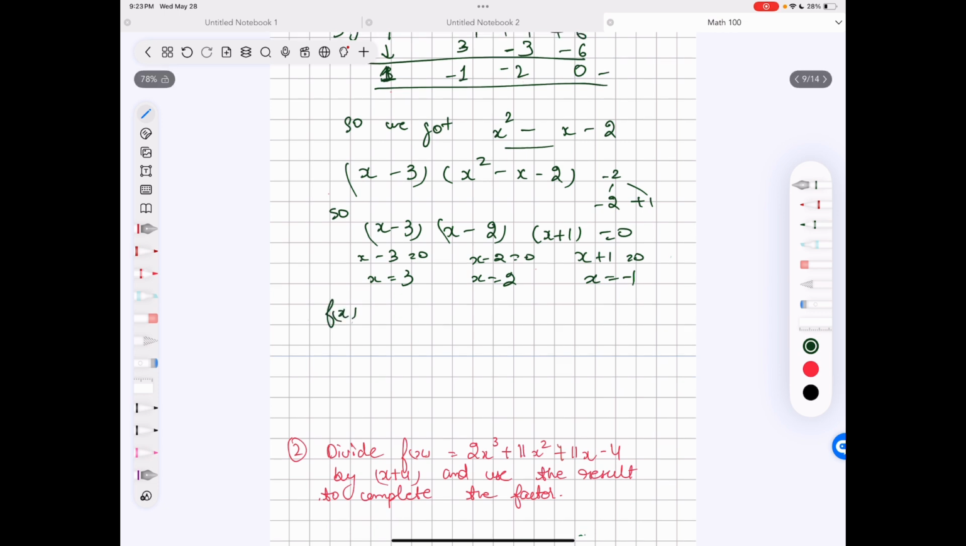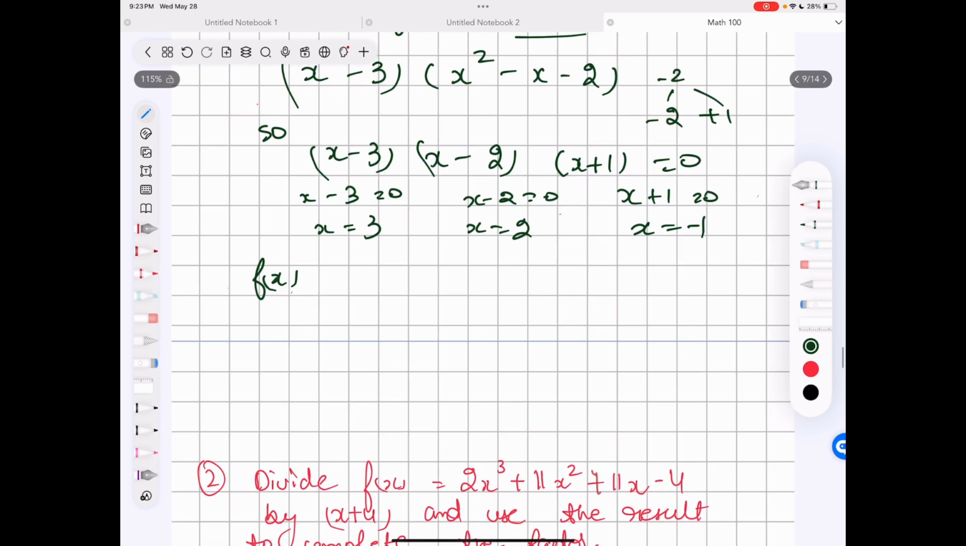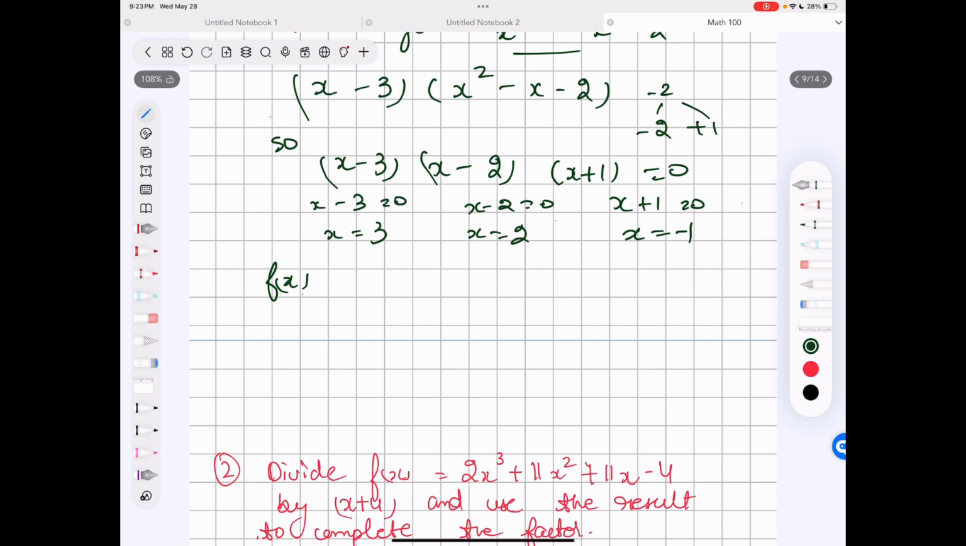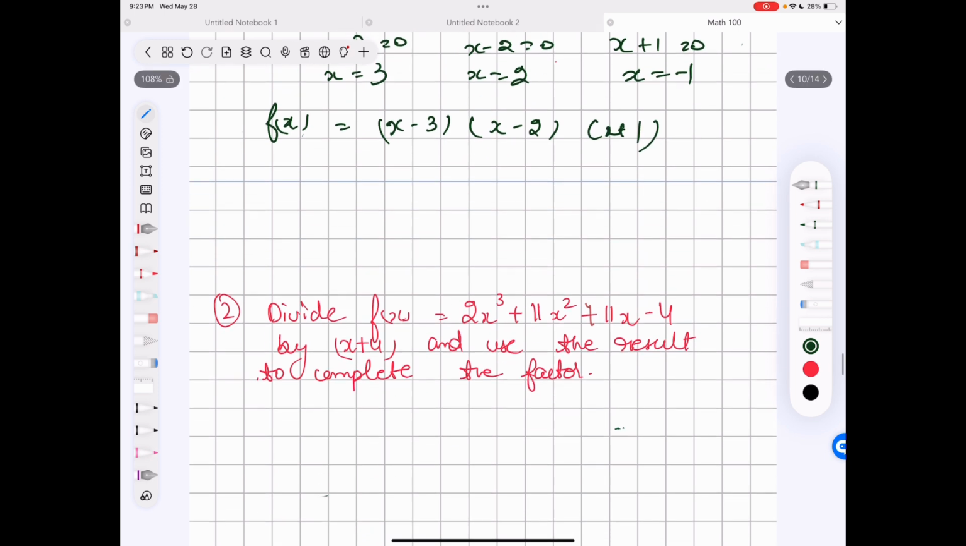So our answer is going to be f of x, which was equal to x minus 3, x minus 3, x minus 2, x plus 1. There you go, there we have our answer.